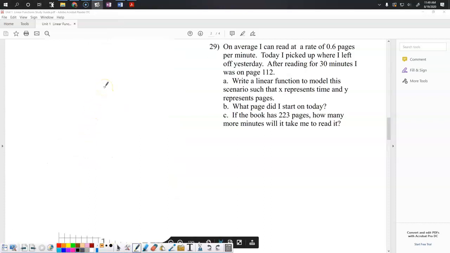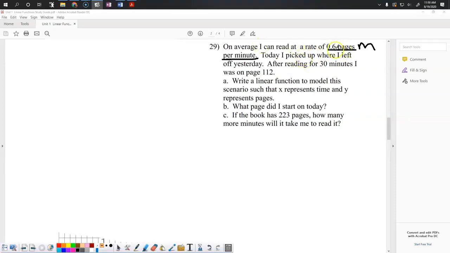All right. So on this problem here, it says on average I can read at a rate of 0.6 pages per minute. Now when you see that word per, or it could be the word every, either way, that means that's our slope. So my slope is 0.6. Now the slope can either be positive or negative. So if the amount of whatever you're looking at is increasing, then it's positive. But if the amount you're looking at is decreasing, then it's negative.